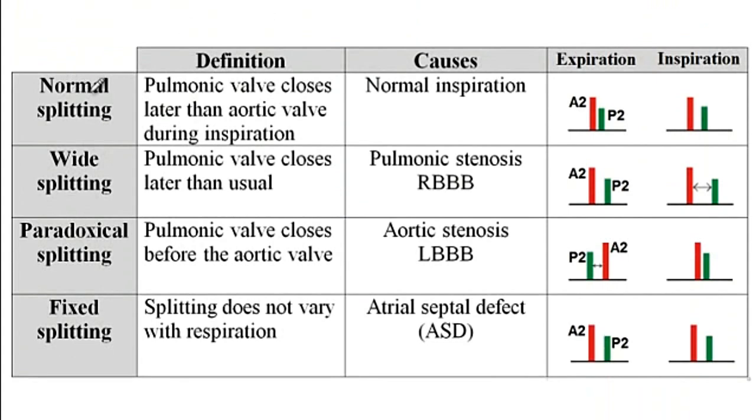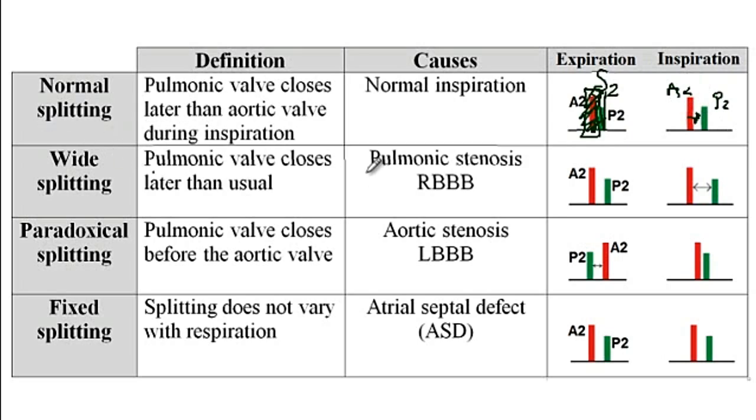So here, normal splitting: the pulmonary valve closes later than the aortic valve during inspiration, and that's the time you will hear the normal splitting. During expiration, A2 and P2 are so close to each other that you cannot distinguish them, and thus all you will hear is the sound of the S2 heart sound. However, when the patient inspires, the distance between the P2 and A2 increases, as a consequence of which you can now hear the splitting phenomenon.